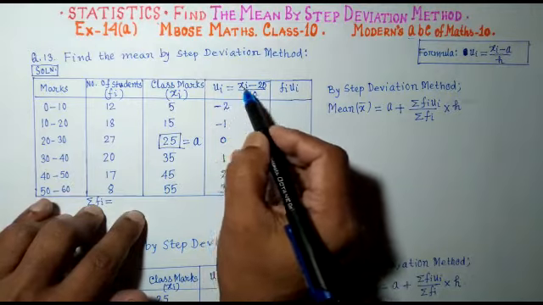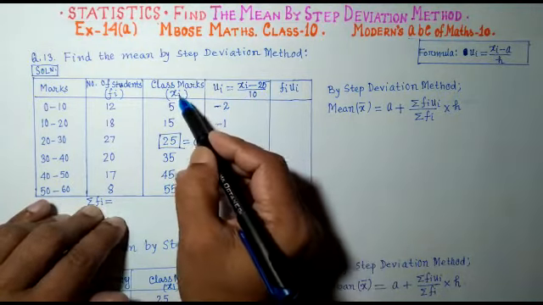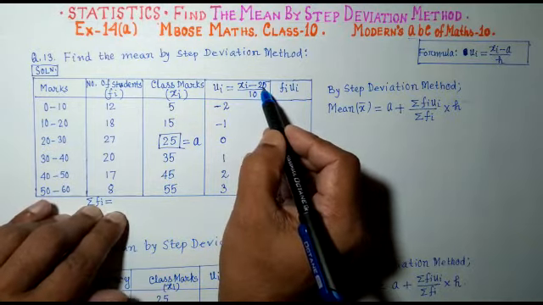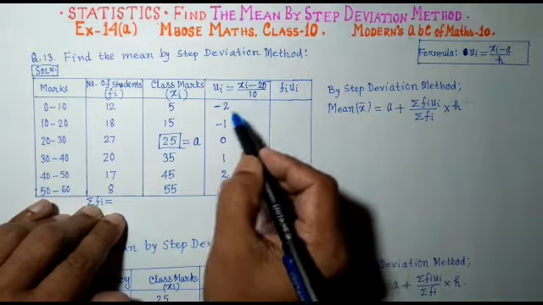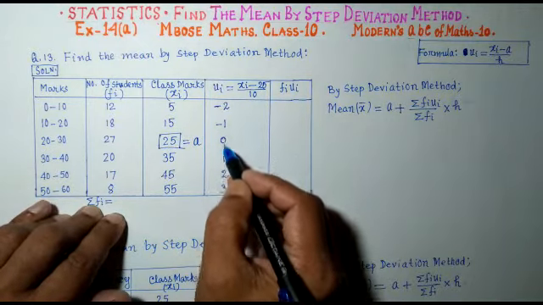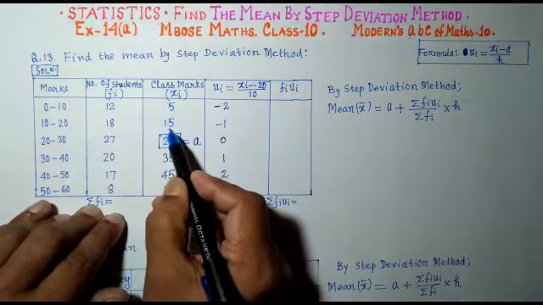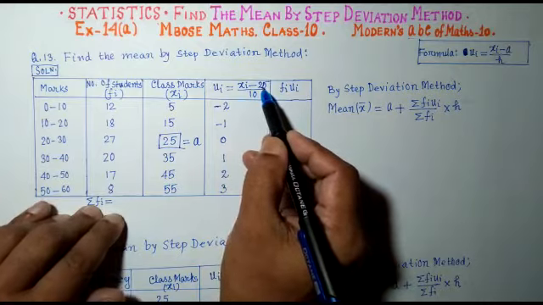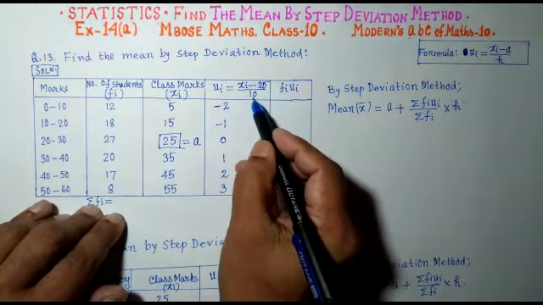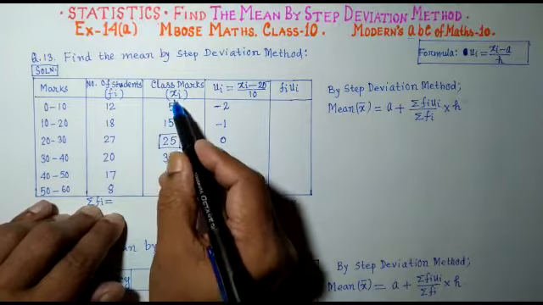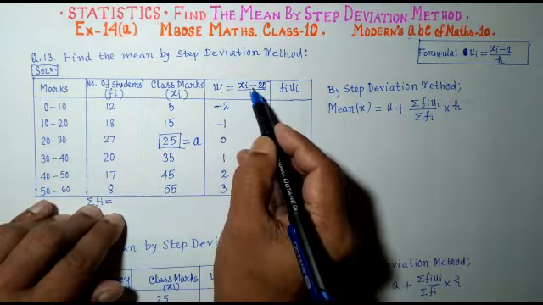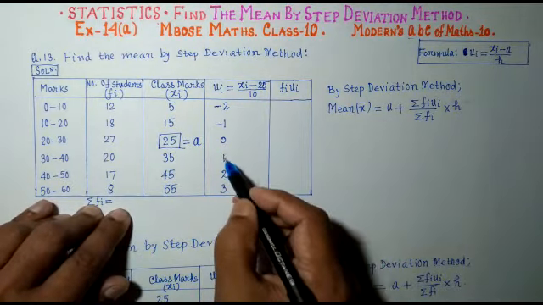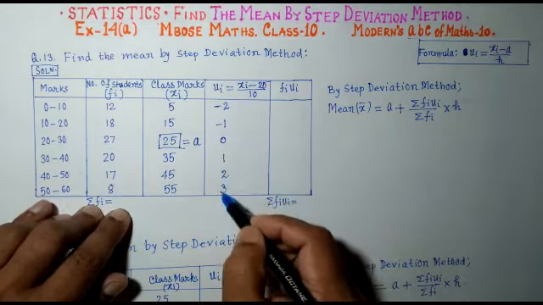Look at how the calculation comes. ui equals xi minus 25. In the first line the value of xi is 5, so 5 minus 25 is minus 20, divided by 10 is minus 2. It will be the same for all the lines. In the second line xi is 15: 15 minus 25 is minus 10, divided by 10 is minus 1. In the next line xi is 25: 25 minus 25 is 0, 0 by 10 is 0. In this way, we can calculate the values 1, 2, 3, etc.